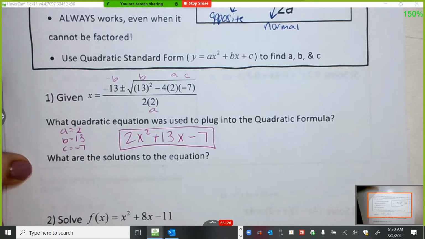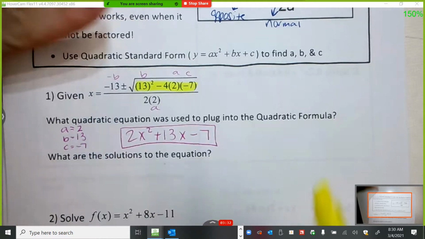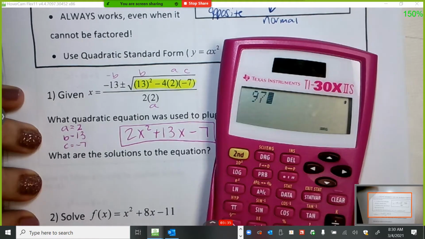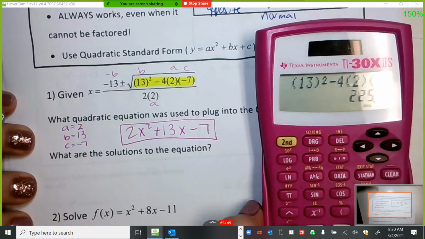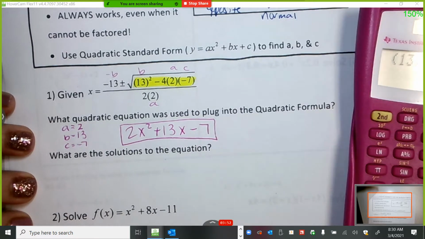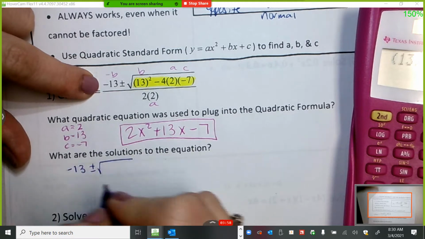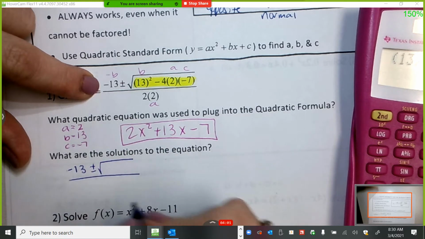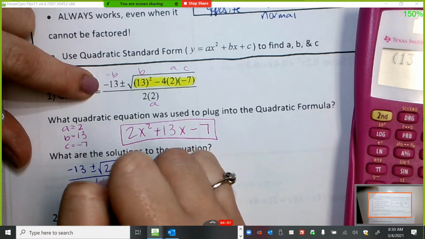Okay, so what are the solutions to the equation? So that's where we're going to simplify. Like I said, we want to simplify just what's under the house first. So you're going to type that in your calculator, just the way you see it, parentheses and all. Just don't include the square root. And what does it equal? 225. So I'm going to simplify this. I have a negative 13 plus or minus the square root over, what's 2 times 2? 4. And I just simplified inside the house and it was 225.